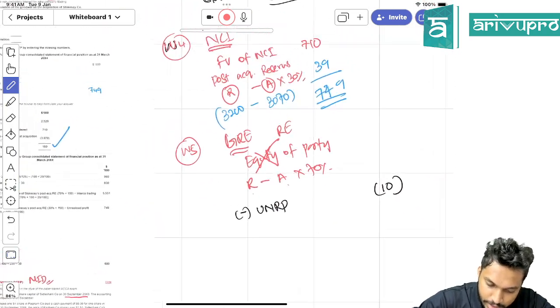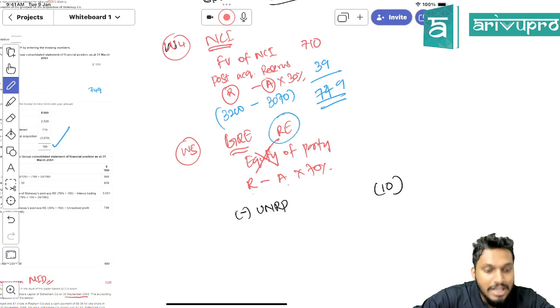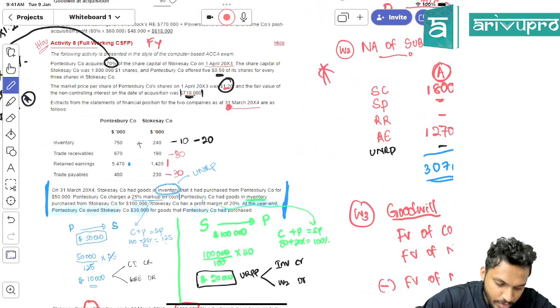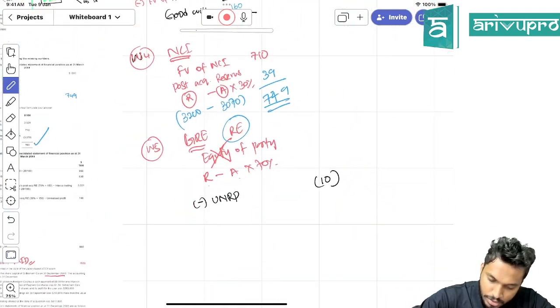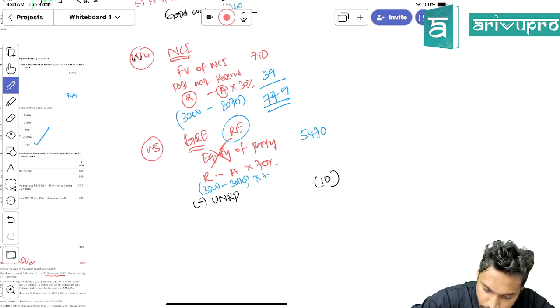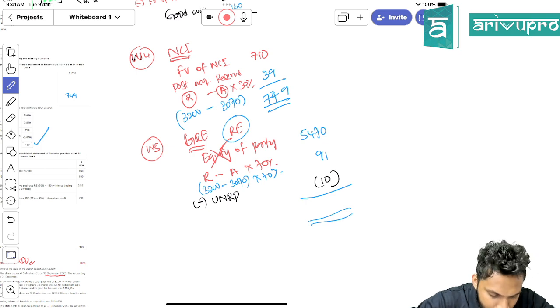Your group retained earnings. I need to take the retained earnings of the parent. That has been given, right? That is 5,470. So 5,470. Then reporting date it was 3,200 minus 3,070 into 70%. How much is that? 90. 91. So what is the closing balance you are getting?